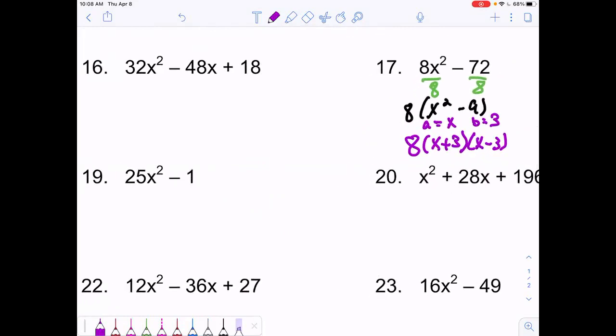TJ, 19. Is there a GCF? What's your A? What's your B? 5x and 1. What's your final answer? Remember, when there's 2 terms, you got to do the difference. 5x plus 1 and 5x minus 1. So that's something that we got to look out for.